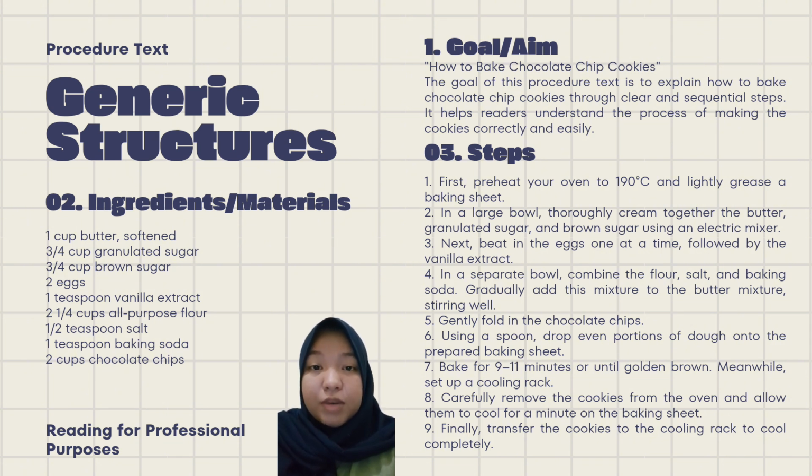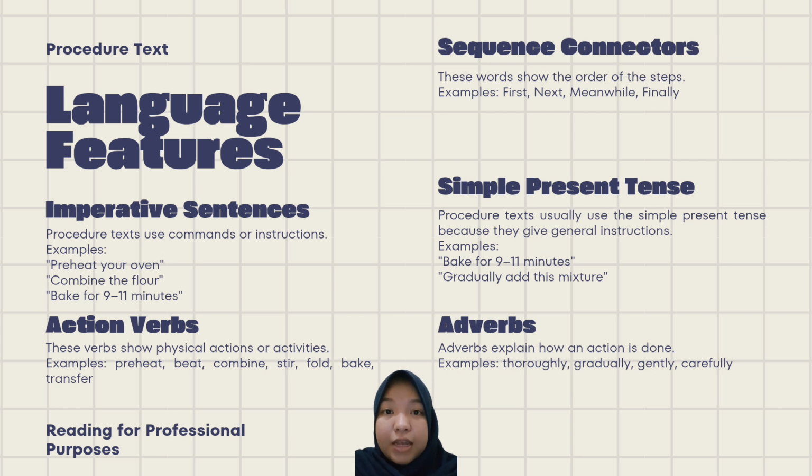The last structure is steps or methods. This section explains the instruction in order, starting from preheating the oven, mixing the ingredients, baking the cookies, and finally cooling them on a rack. Now, let's discuss the language features. The first language feature is imperative sentences. Imperative sentences are command sentences that give instruction or direction to the readers. They are important in procedure text because the writer wants the reader to follow the steps correctly. Some examples are preheat your oven, combine the flour, and bake for 9 to 11 minutes.